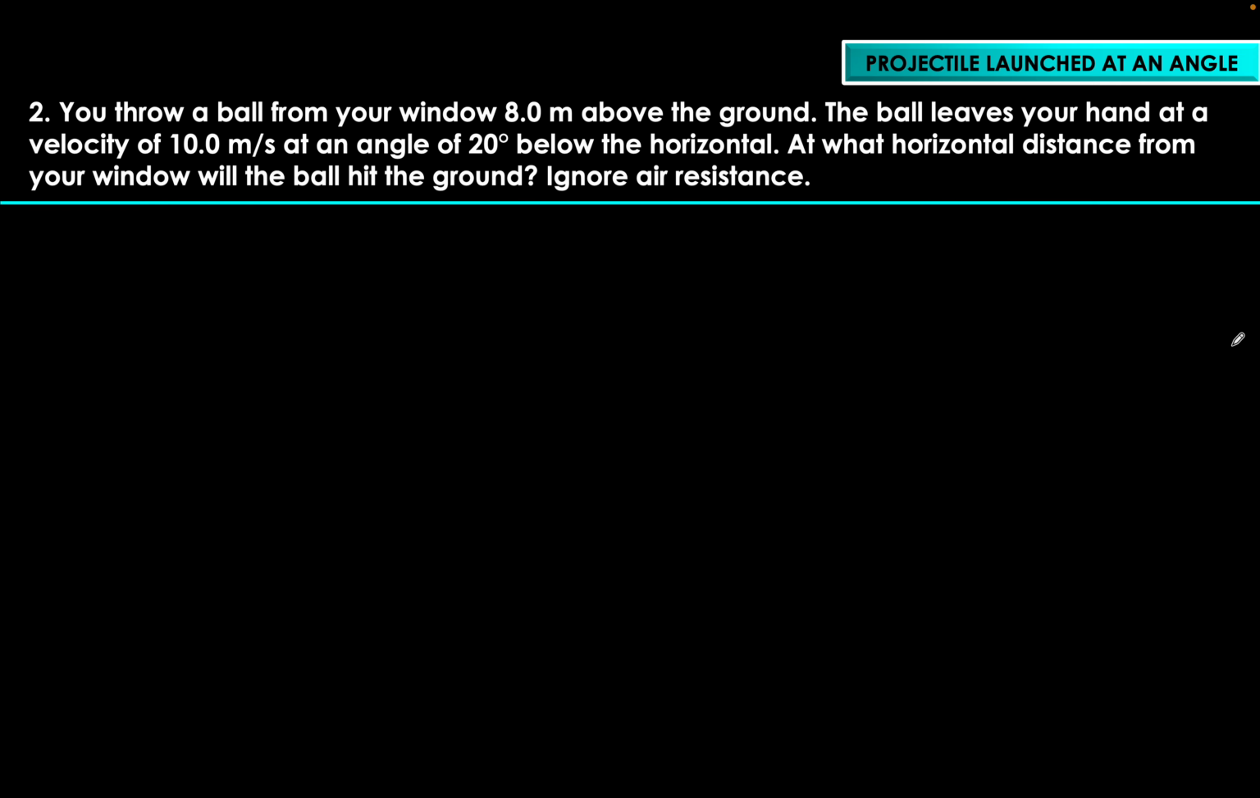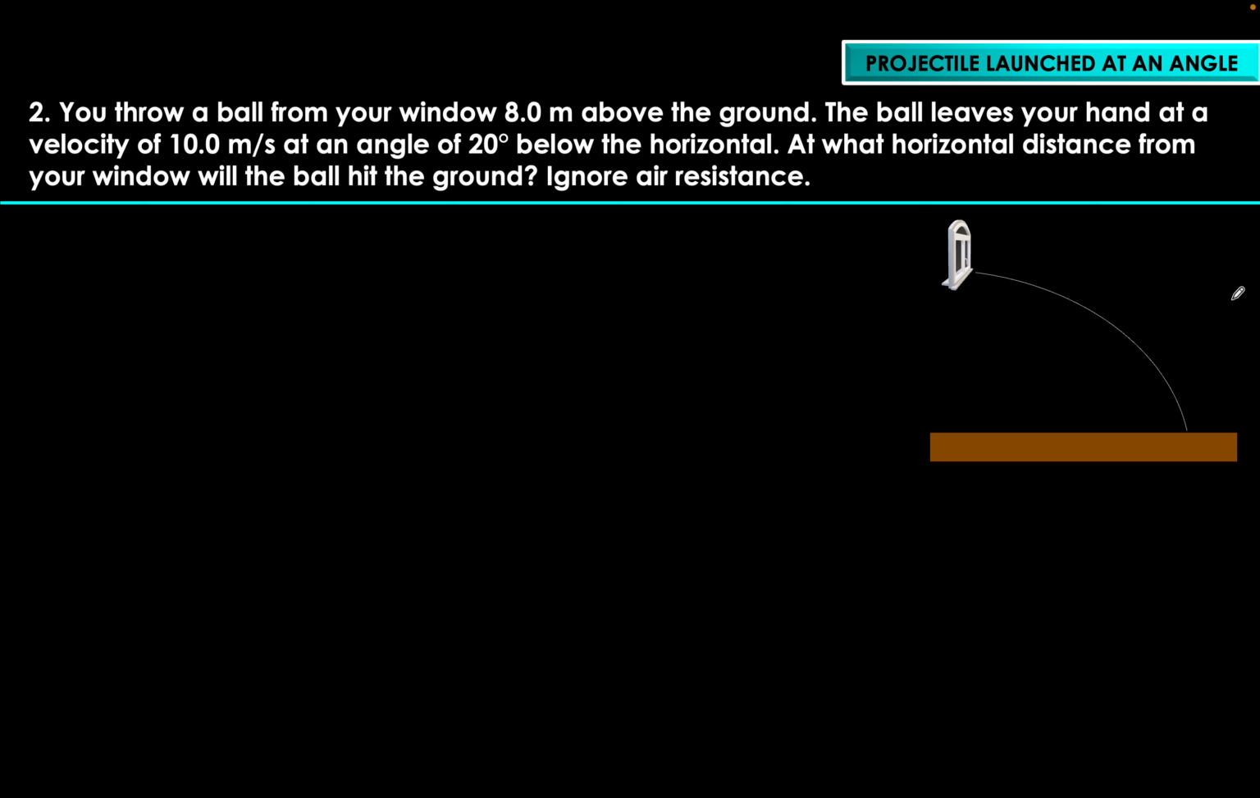So for the second problem, you throw a ball from your window 8 meters above the ground. The ball leaves your hand at a velocity of 10.0 meters per second at an angle of 20 degrees below the horizontal. At what horizontal distance from your window will the ball hit the ground? Ignore air resistance. Okay. You love ignoring stuff. That sounds good.